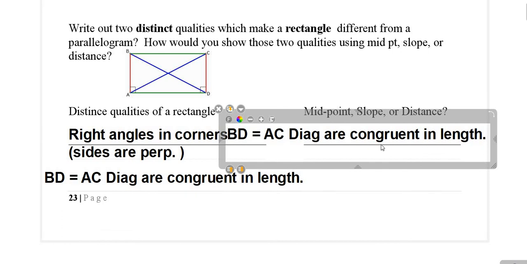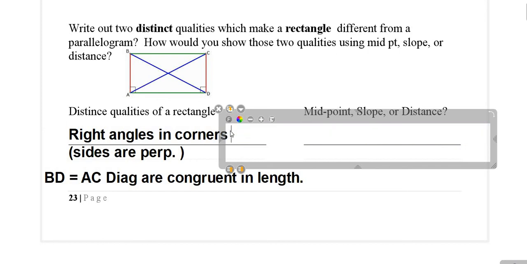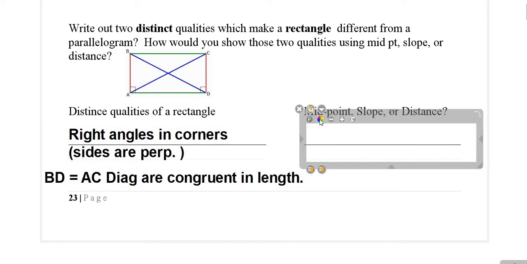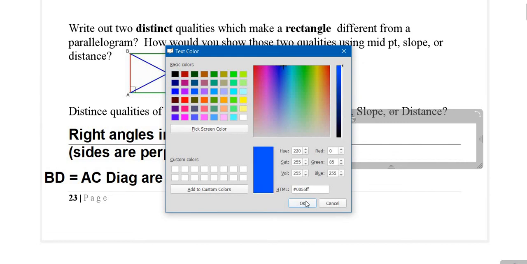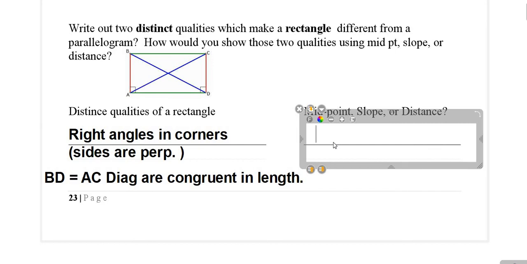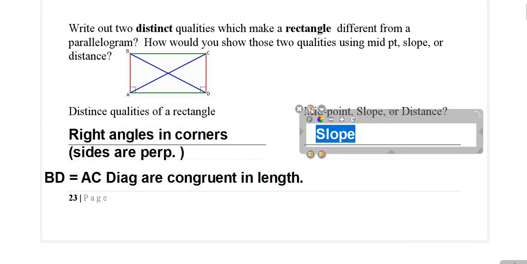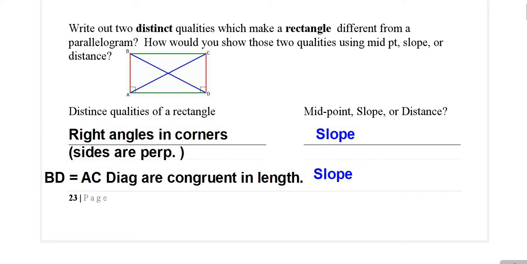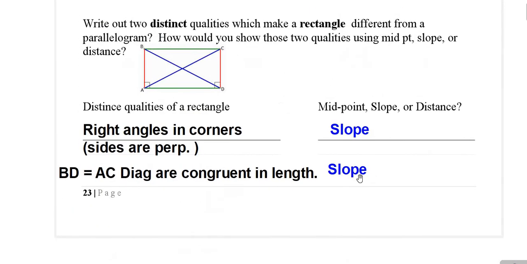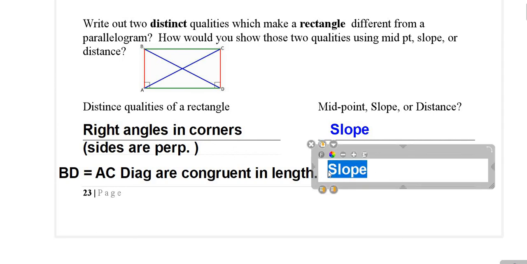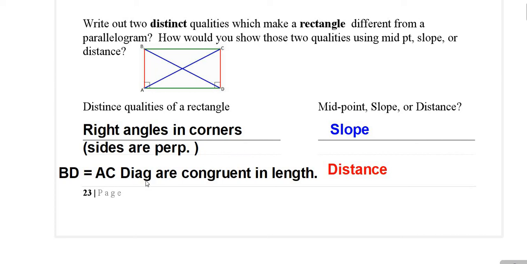Now, if I wanted to show that there were right angles, that's an issue of tilt. So I would use the slope equation. If I want to show the diagonals are equal in length, I would use the distance equation. You only have to do one of those two. So by either disproving that these sides are perpendicular or by disproving the diagonals are congruent, I would prove my second premise.